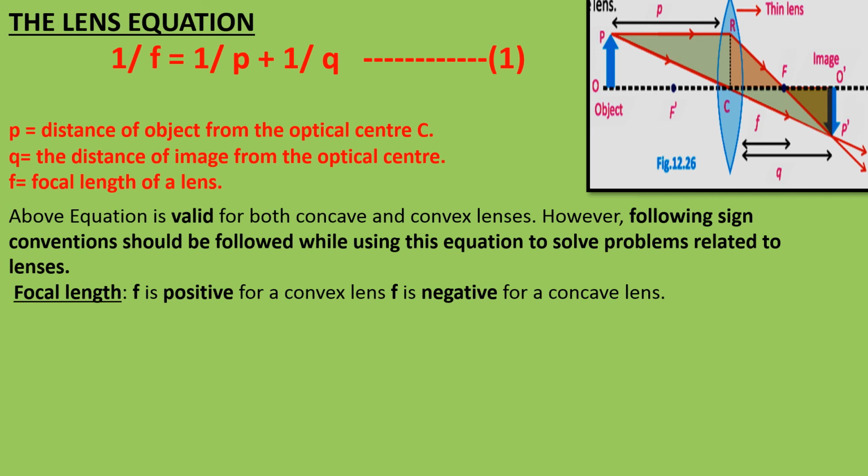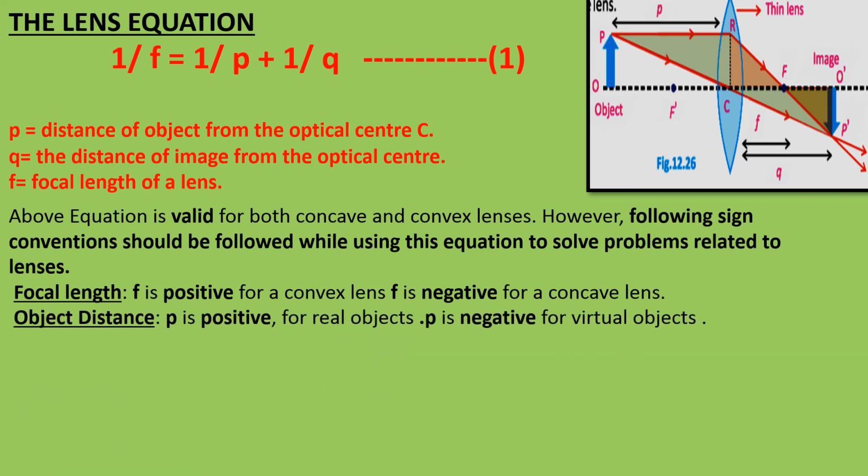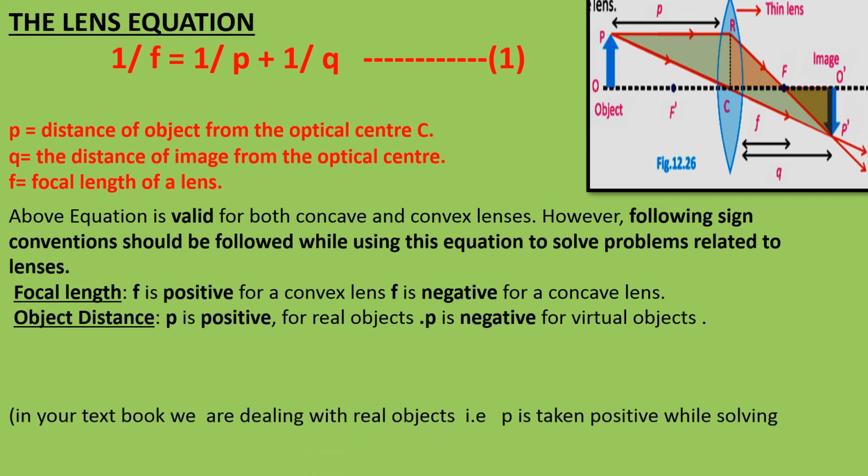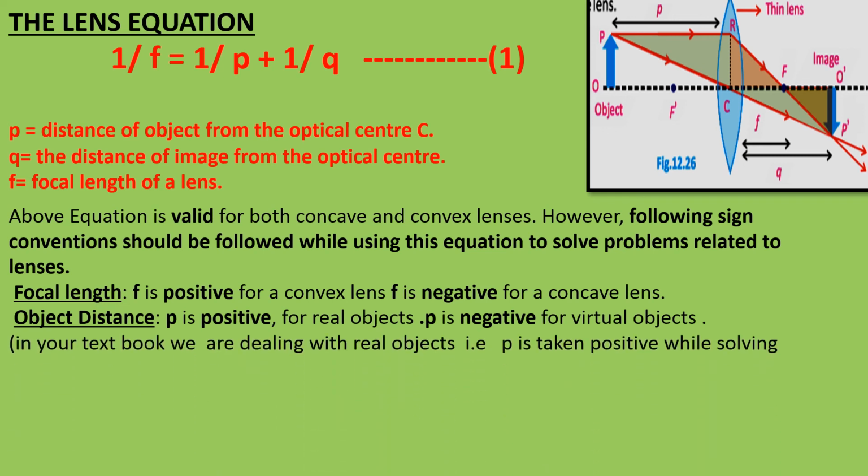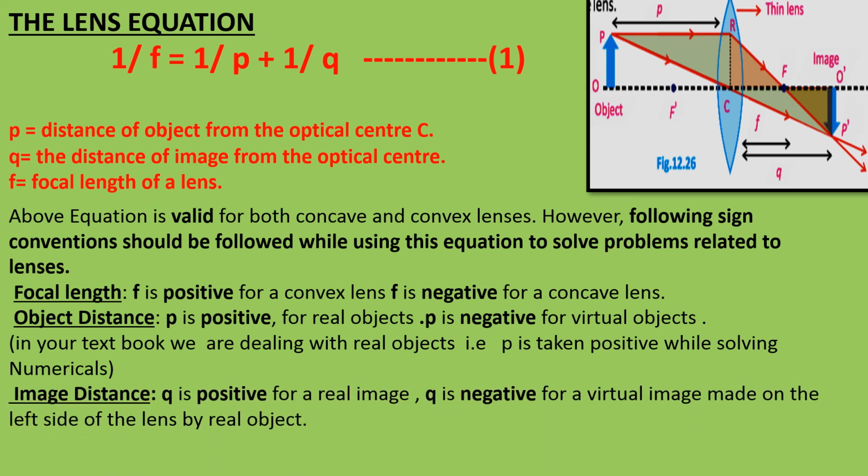Focal length is positive for a convex lens, whereas focal length is negative for a concave lens. Object distance p is taken positive for real objects, p is taken negative for virtual objects. In your textbook, we are dealing with real objects, so p is always taken positive while solving numericals. Image distance q is positive for a real image, q is negative for a virtual image.